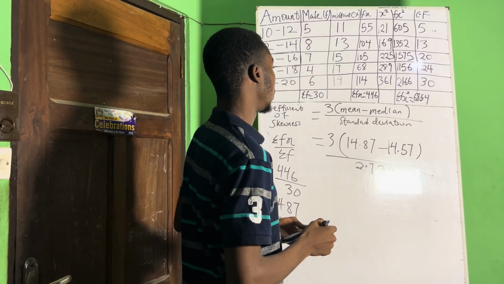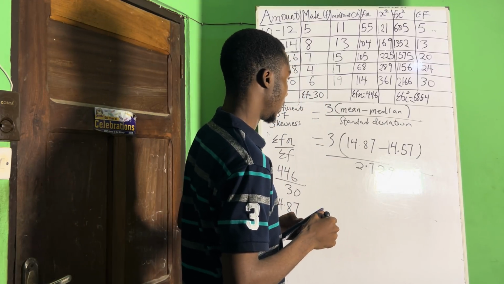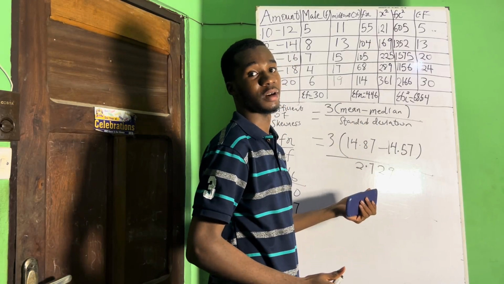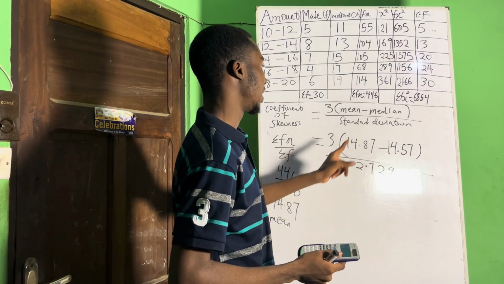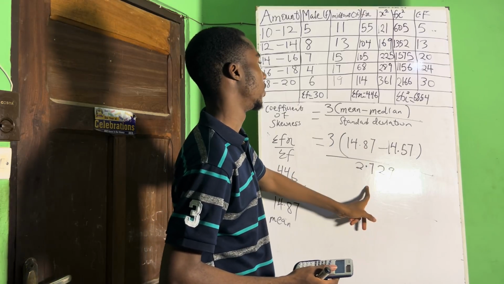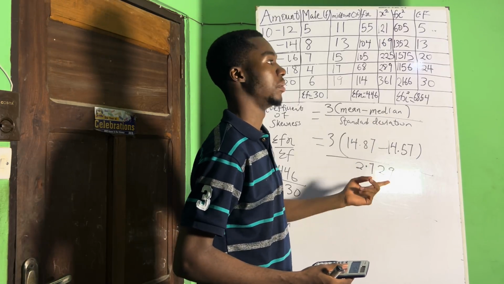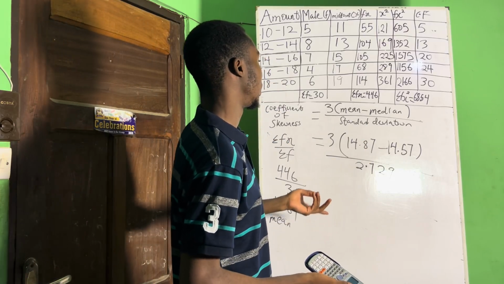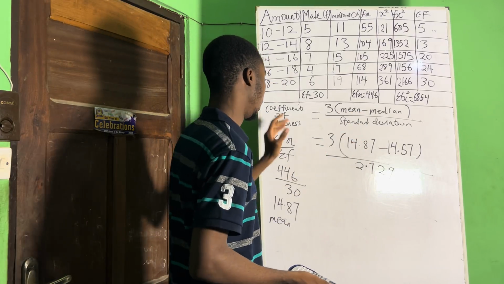So in case they ask you for the coefficient of skewness and they don't ask you for the standard deviation and all that, you have to solve for it before you can find it. But this one, they told us to find the standard deviation, so we already got the value. They said we should find the median. We already got the value. Get it? So we just substitute them. The only thing they didn't tell us to find is the mean. So that's the only thing we solved for.